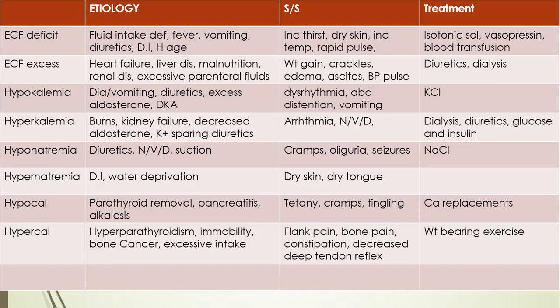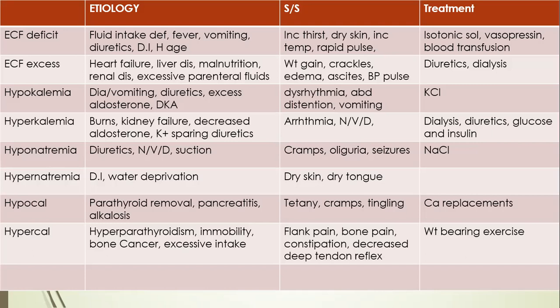Next is hypernatremia. Diabetes insipidus and water deprivation are the causes of hypernatremia. The skin will be dry and the tongue will be dry. So water deprivation and diabetes insipidus are the main reasons. So treatment is given for that etiology. We don't correct the hypernatremia as such, but we'll correct the etiological conditions of hypernatremia.